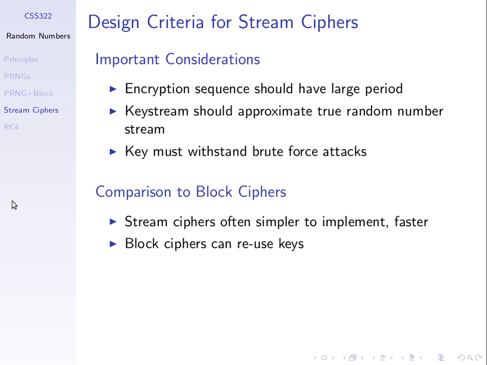And compared to block ciphers, stream ciphers are often simpler to implement and faster. That's their advantage. So we use them when we need fast, simple implementations. Block ciphers, we can reuse keys. We'll see with stream ciphers, we normally need to keep changing the key.